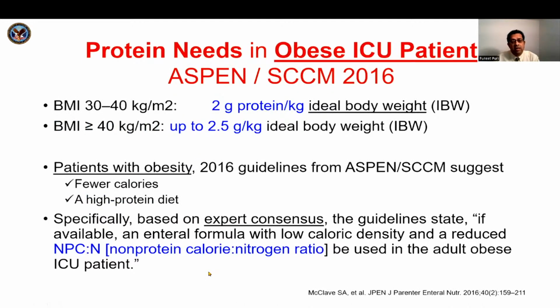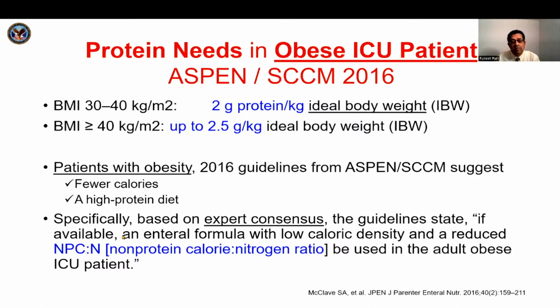What does the American Society and the Society for Critical Care Medicine suggest? There are newer guidelines now, 2022, that have not changed this recommendation. So for BMI 30 to 40, 2 gram protein per kilogram of ideal body weight. If BMI is greater than 40, then up to 2.5 gram per kilogram ideal body weight. For patients with obesity, they suggest fewer calories, however, it is important to have a high protein diet. That is an expert consensus only.